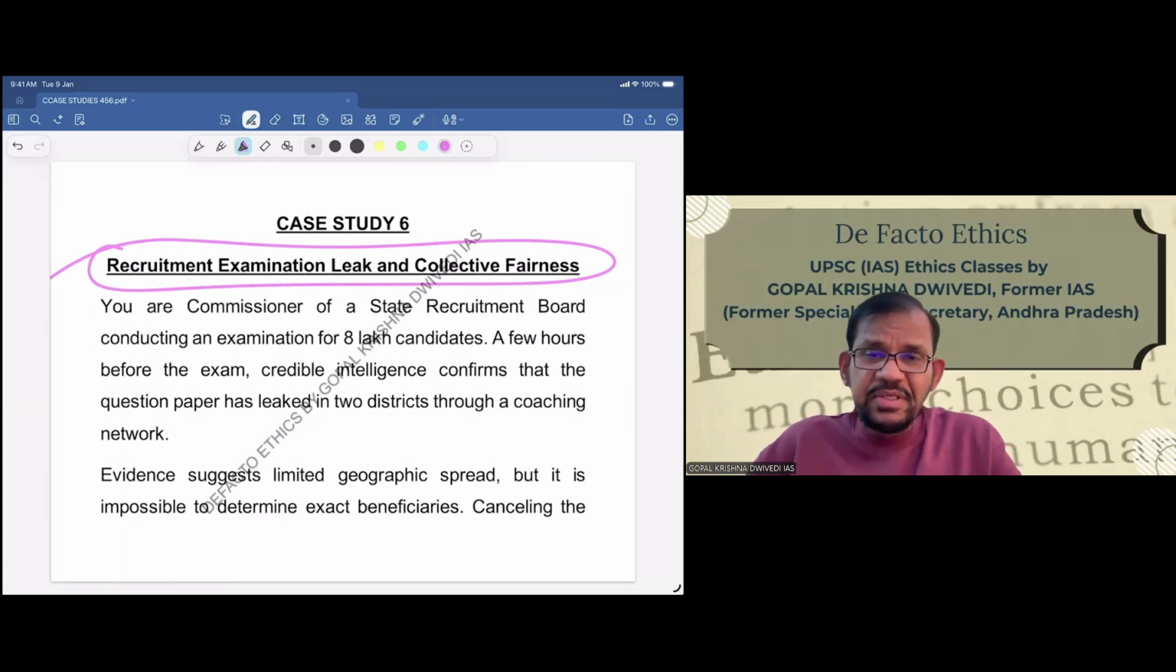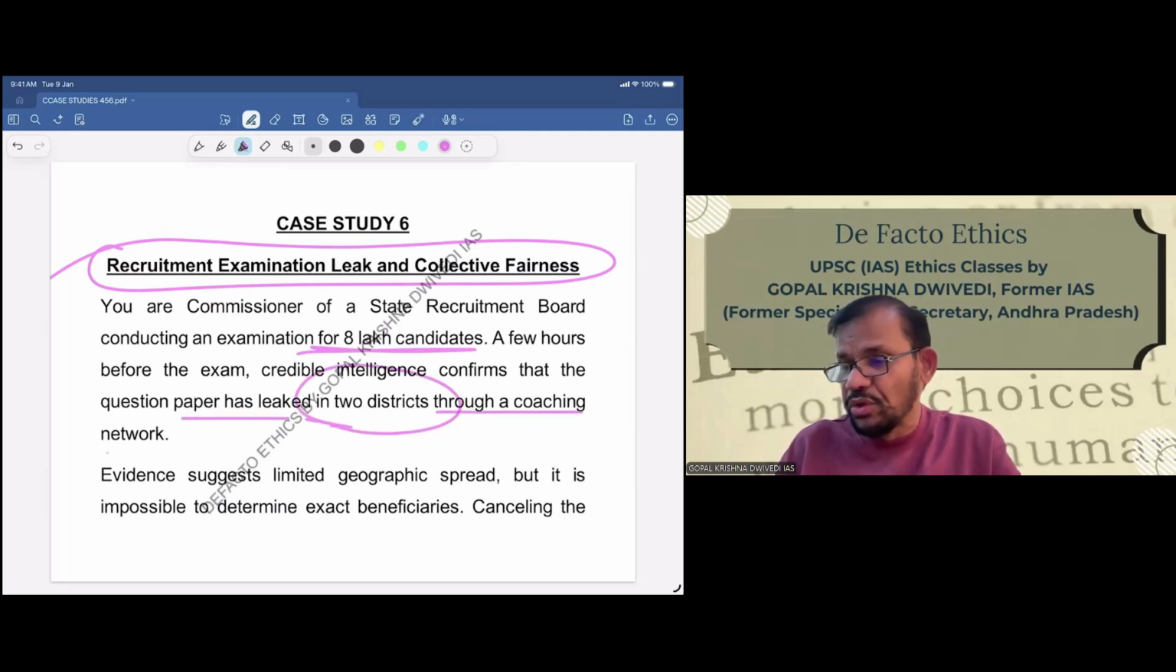You are the commissioner of a state recruitment board conducting an examination for 8 lakh candidates. So the number of candidates is quite large actually. It should be a very big state. A few hours before the exam, credible intelligence confirms that the question paper has been leaked in 2 districts through a coaching network. Evidence suggests limited geographic spread, but it is impossible to determine exact benefits.